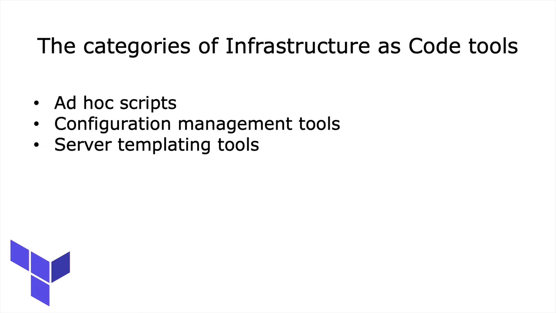The third category of infrastructure as code is server templating tools. These include Packer, Docker, and Vagrant. These have been growing a lot in popularity and are an alternative to configuration management tools. Here's the gist of them.